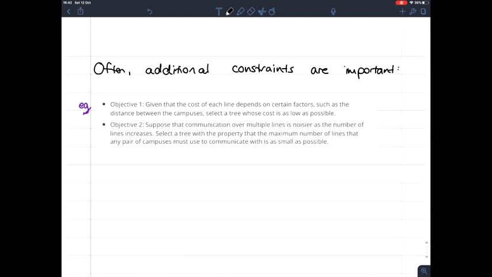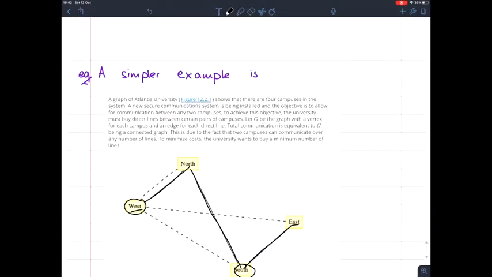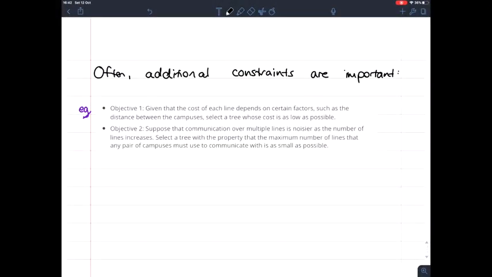Another objective might be that communication, if it runs over multiple lines, is noisier as you get more lines. So it might not be optimal, if we want to connect west to east, to go through north, south, and east, because that's 3 lines and it might really degrade the signal. So we might have an objective that we want to select a tree with the property that the maximum number of lines that any pair of campuses must use to communicate is as small as possible. That will also change the spanning tree that we pick.